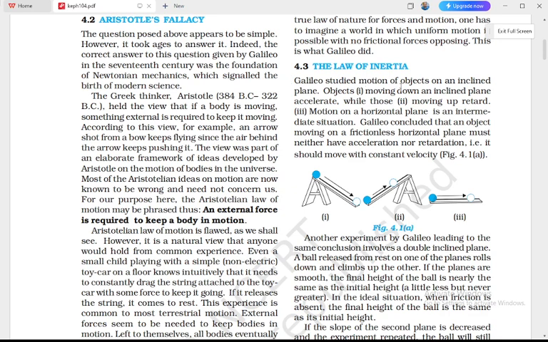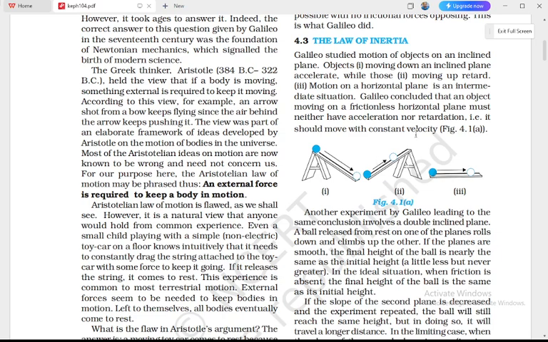Galileo studied the motion of objects on an inclined plane. Objects moving down an inclined plane accelerate, while those moving up retard. Right? Motion in a horizontal plane is an intermediate situation. Galileo concluded that an object moving on a frictionless horizontal plane must neither have acceleration nor retardation. That is, it should have a constant velocity.